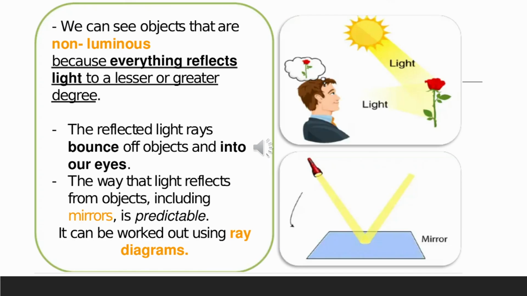So how can you actually see images or objects? You can see the objects that are non-luminous because everything reflects light. The reflected light rays bounce off objects and into our eyes. Okay? It can be worked out using ray diagrams.